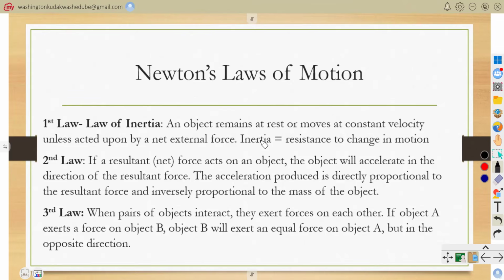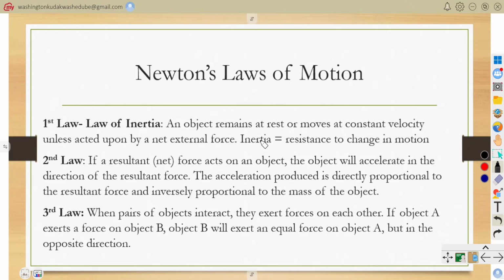So what is it that the first law says? Newton's first law says that an object remains at rest or moves at constant velocity unless acted upon by a net external force. That is what we refer to as the law of inertia. And then we have what we refer to as the second law, which is Newton's second law.